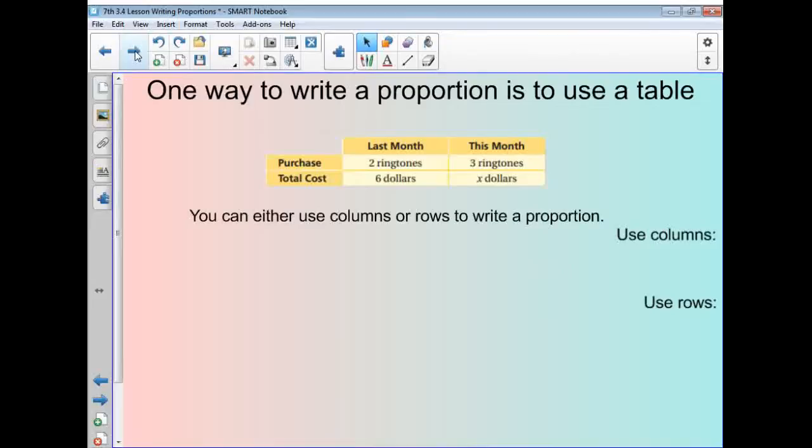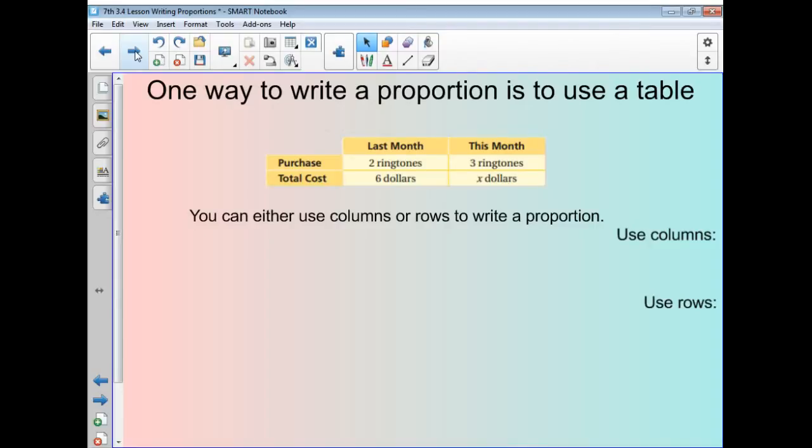We're going to be working with writing proportions. To start out, we'll go ahead and work with a table. We're not always going to use a table, but that's what we'll begin with. You can either use the columns of our table to write proportions, or you can set it up using the rows.